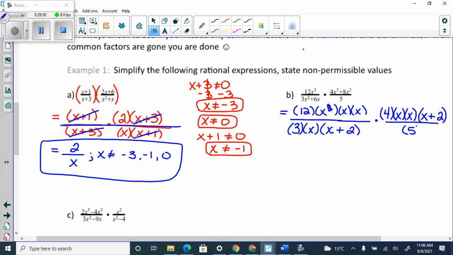And before I cancel anything off, I have to put the non-permissible values, right? Does a 3 give me a non-permissible value? No. X is just going to be x can't equal 0. And then I take x plus 2 and set it not equal to 0. And I subtract 2 from both sides, and I get x cannot equal -2. Can the 5 give me a non-permissible value? No. So once I've stated them, I can cancel. This is to a 1, just so you know, because I expanded them.